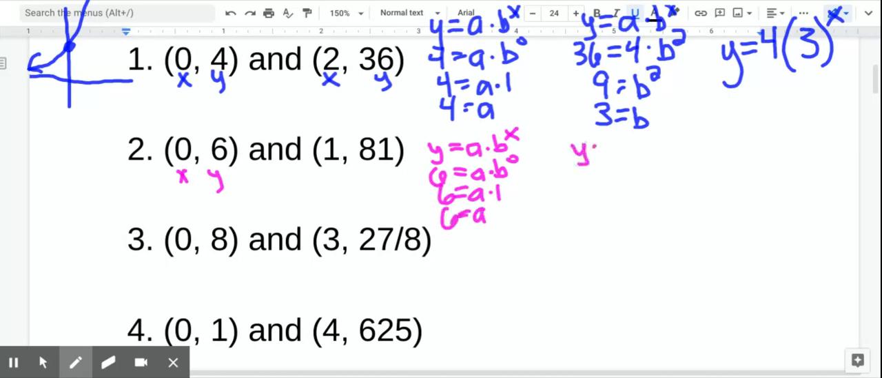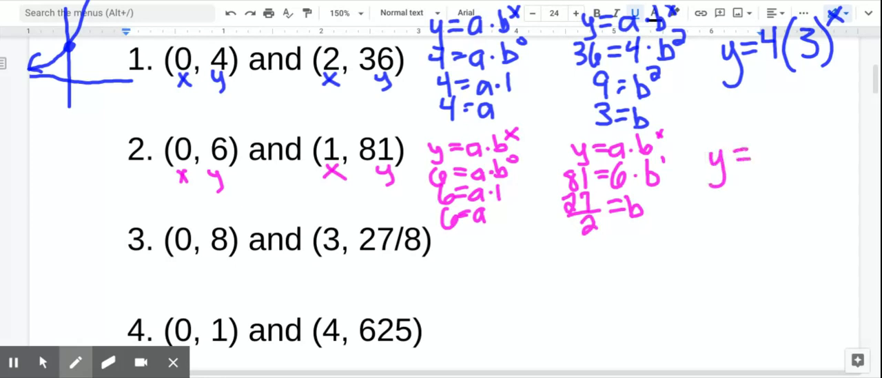Then we're going to do that again. We're going to go back to that equation and this time plug in this point. So we have 81 equals 6 times b to the first. We'll divide both sides by 6. I think that just reduces to 27 halves, and we're just going to leave it that way. So then our final answer is going to be y equals 6 times 27 halves to the x.